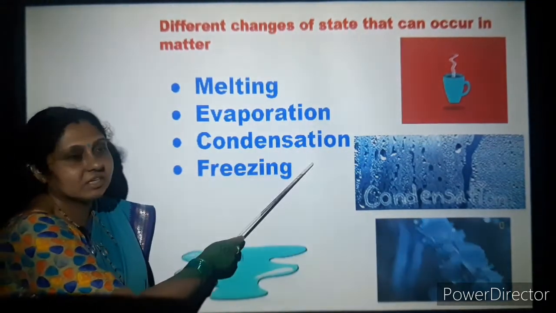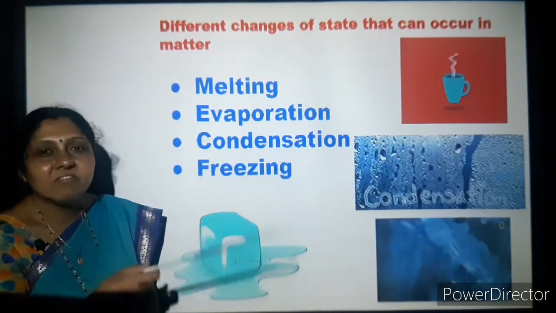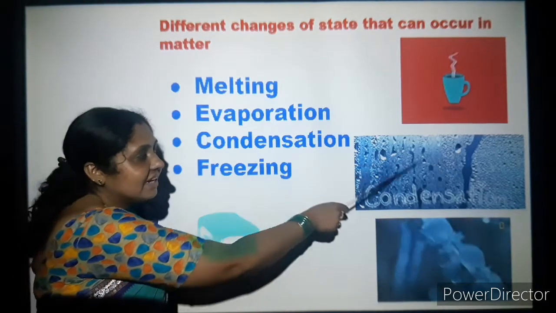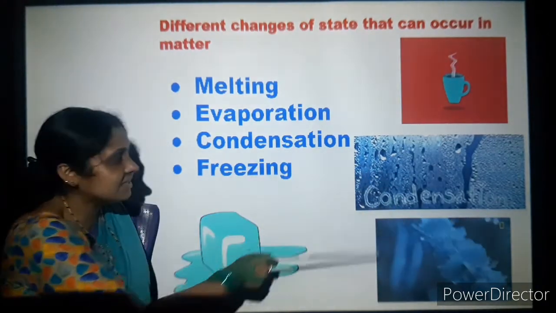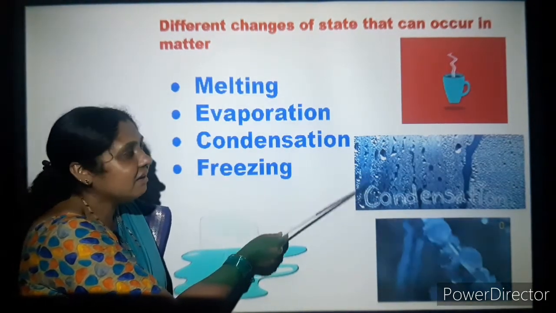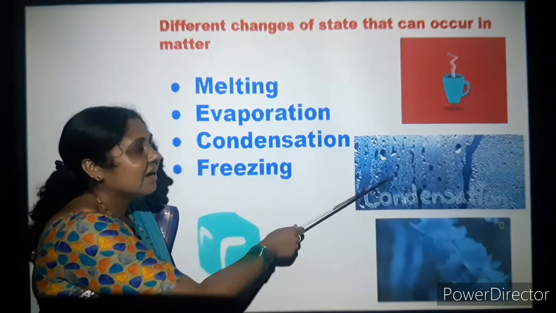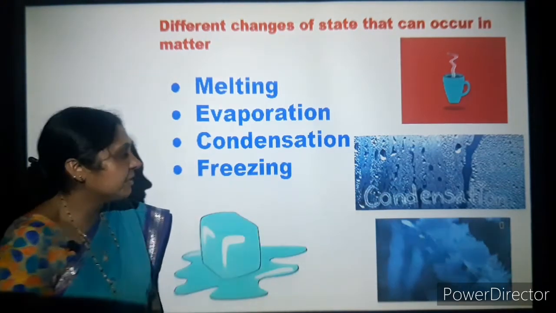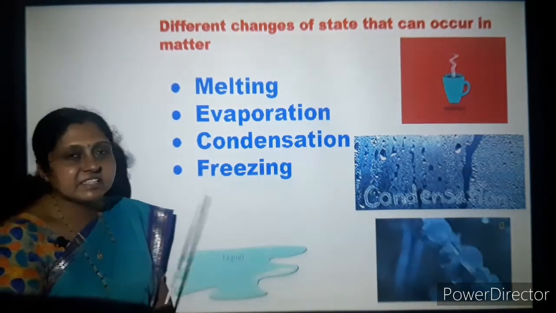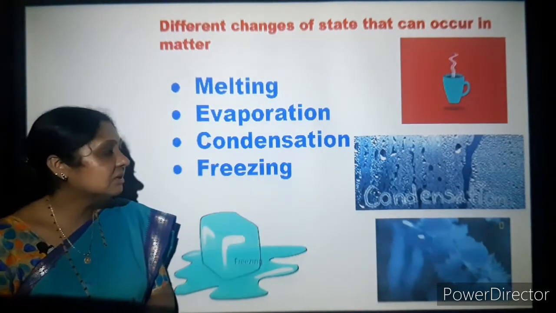Now condensation. Here you have the moisture in the environment, and how it gets condensed, and you can see the water droplets. This is the picture I think most of you have seen, especially on the glasses of your vehicles. I think all of you might have experienced this. Next one is freezing. Because of freezing, the water changes to the ice cube.